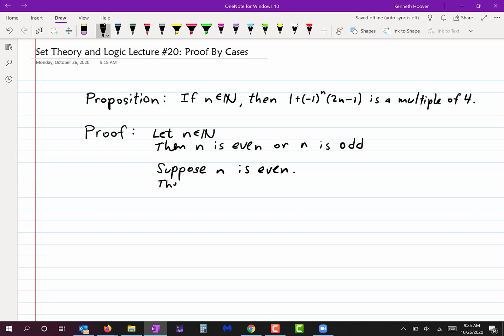So then, what does it mean to be even? Remember, it means 2 times an integer. So when I write suppose n is even, then I can write then n equals 2 times something, I'll call it k, where, what is k? k is an integer. Okay, I also know that negative 1 to the n equals 1. We can write that as in the next line.